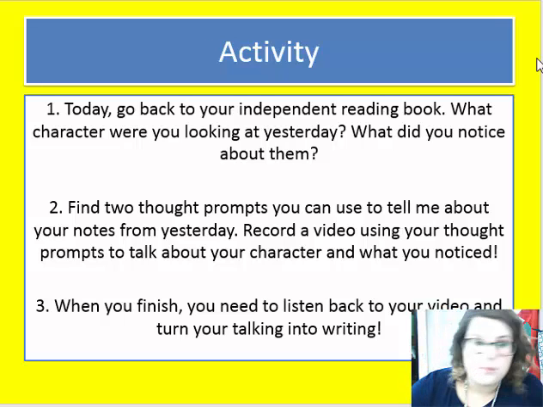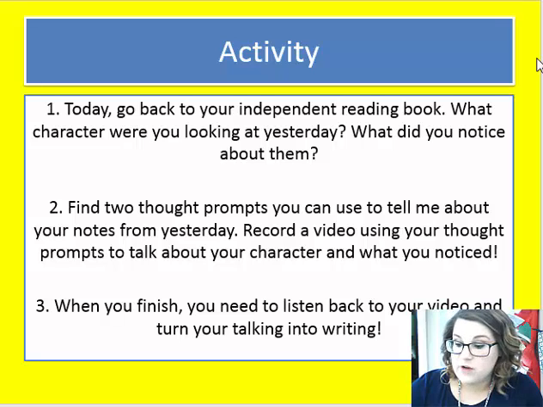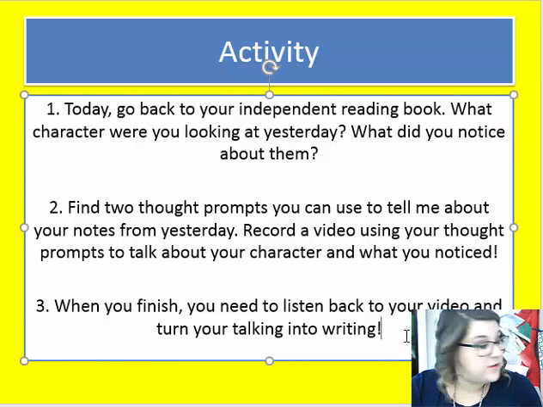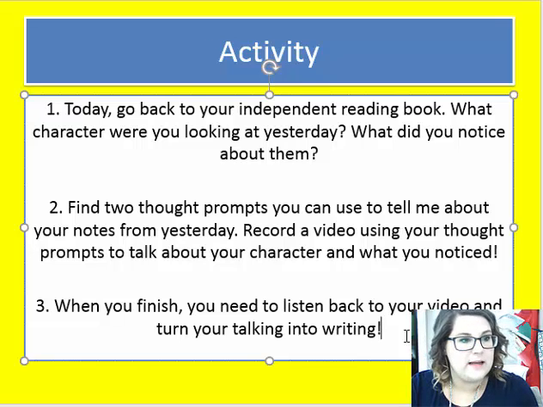I said, for example, and another example. Once you have those, you are going to click the link and record a video of yourself talking, using those thought prompts just the way I did, into my phone. So you're going to be talking about the character you picked out. What did you think about him? What did you notice? So then, just like I did, listen back to yourself and write down what you said. I think you'll be amazed how many ideas you actually had in your head.